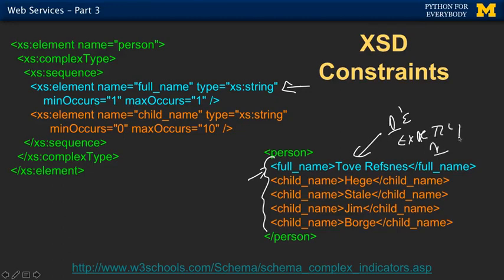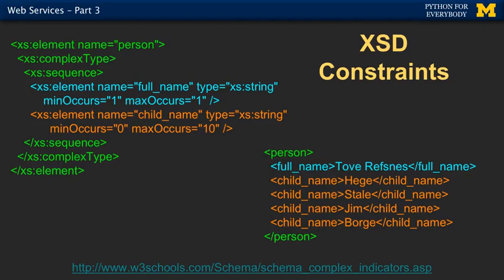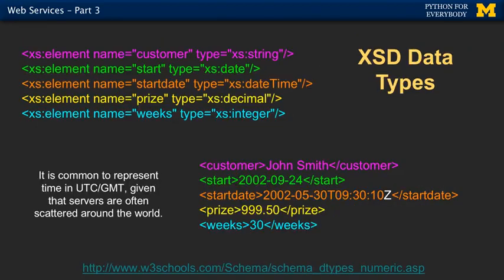If you have less than 1, it's an error. If you have more than 1, it's an error. This one here, this tag, can happen 0 times up to 10. So if there are somewhere between 0 and 10 of those tags between full name and the end of person, we are happy with this. And so minOccurs and maxOccurs are basically how many times these things must appear. So this is just a little more sophisticated XSD.